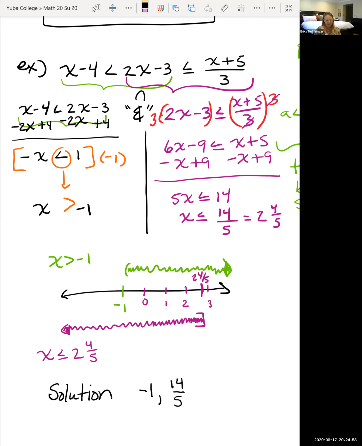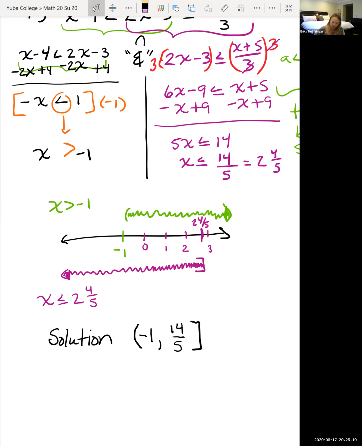Well, x is greater than -1. That actually does not include -1. The other set does, but they both have to include the number. So we're going to use a parentheses. 2 4/5 is included in both sets, and so we need a bracket here. So we could write it like that, or another way to write it. Sorry, that was interval notation. Inequality notation is -1 is less than x, which is less than or equal to 14/5.